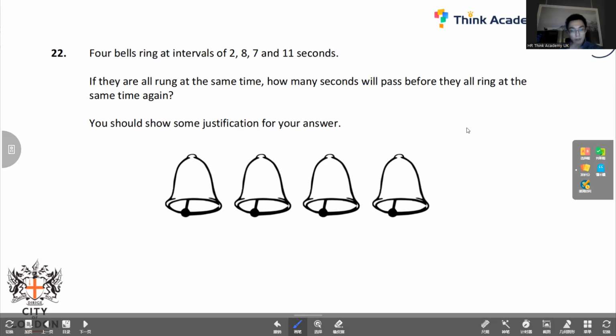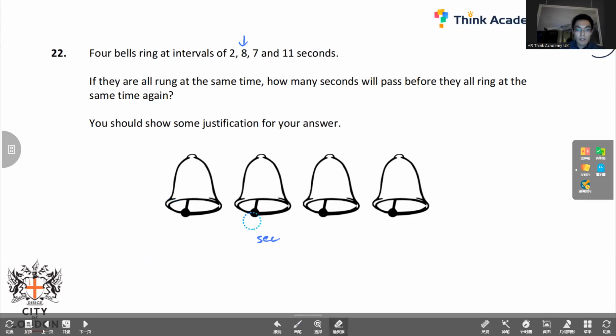Because consider this one. We have, for example, intervals of 2. So 1 interval, 2 intervals, 3 intervals, and 4 intervals. We consider 4 intervals of 2 first. And then for intervals of 8, 1 interval of 8. So now the first bell and the second bell will ring at the same time. And this is at 8 seconds. The 2 bells will ring together because 8 is a multiple of 2 and a multiple of 8 at the same time.